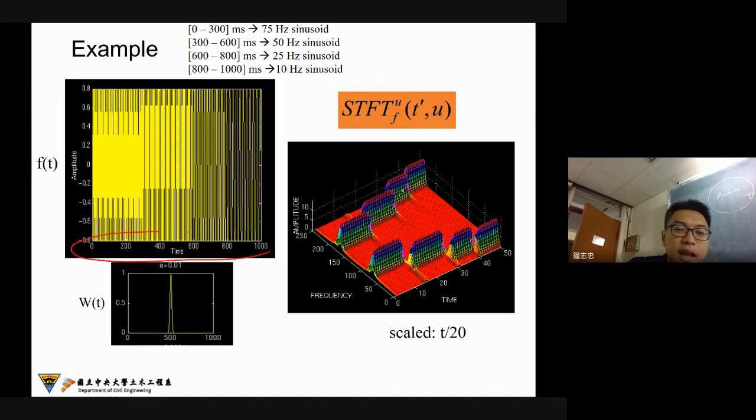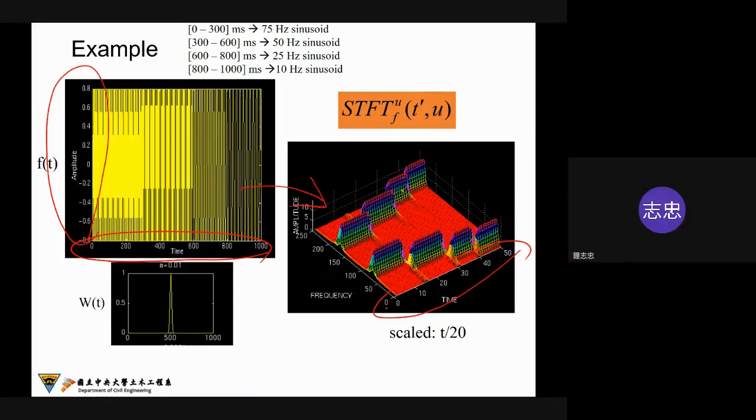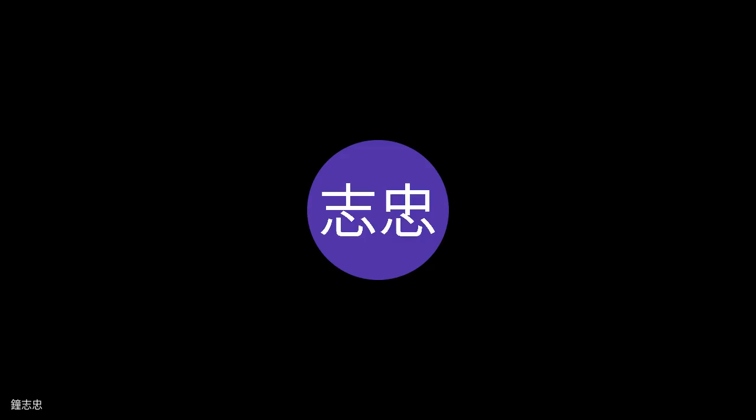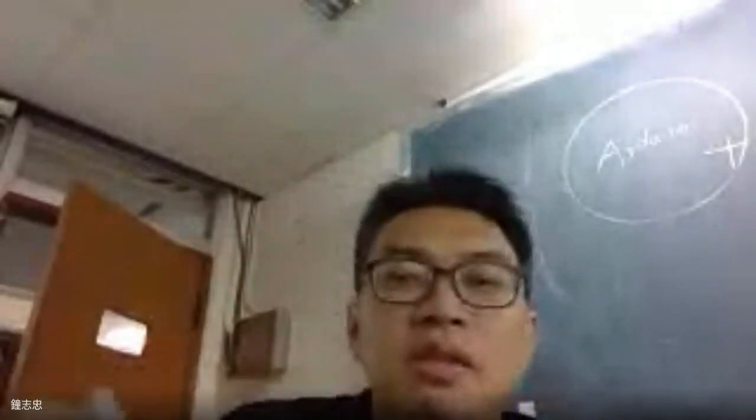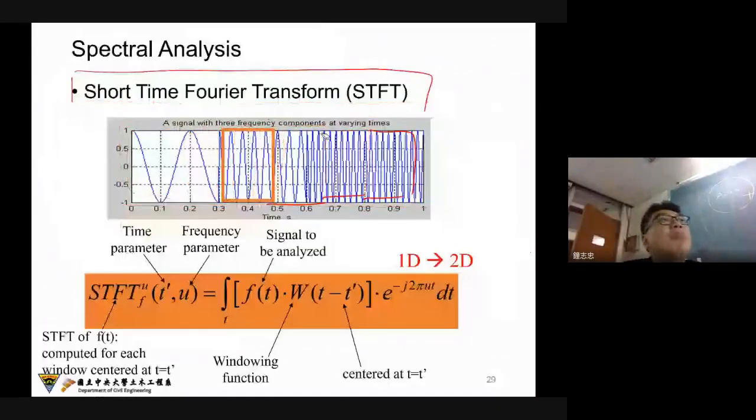The x-axis is the time, the y is the original amplitude. However, if I use this in the frequency domain and the time domain, you can find here this window, just as I said, the yellow window is very, very small. What happened?